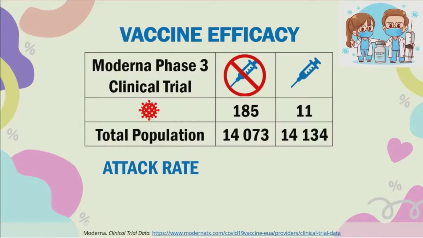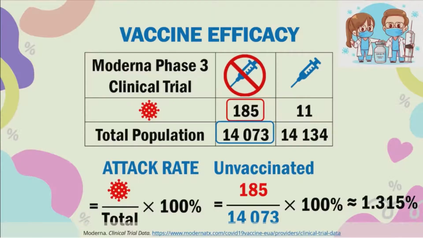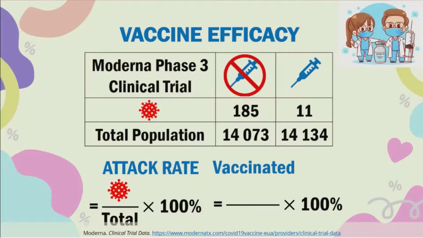First, find the attack rate of both the unvaccinated and vaccinated groups. Divide the number of cases by the total number of people in each group, then multiply by 100%. For the unvaccinated group, 185 people had COVID out of 14,073 people. 185 divided by 14,073 times 100% is equal to about 1.315% attack rate.